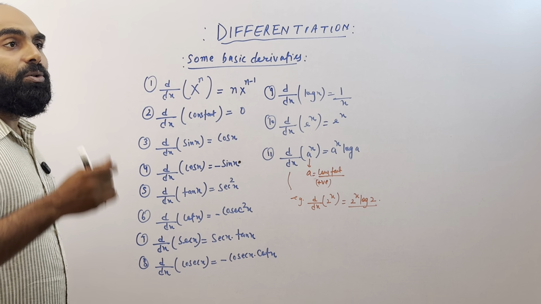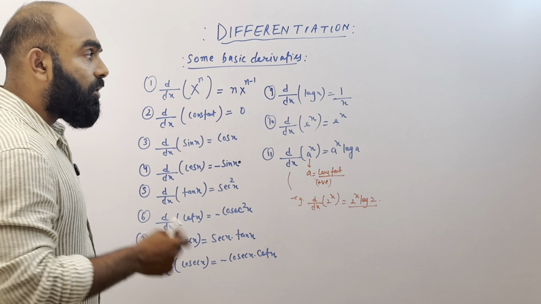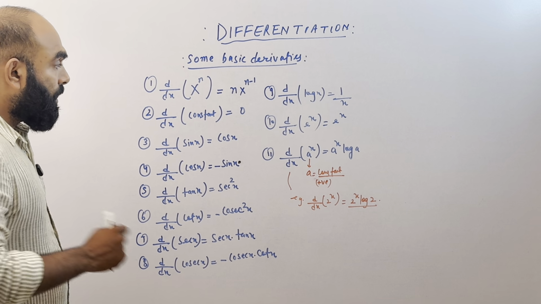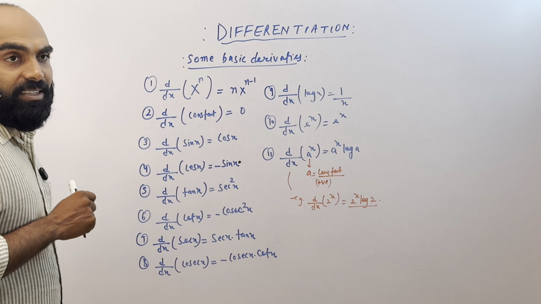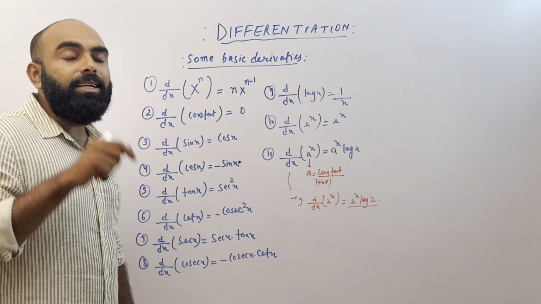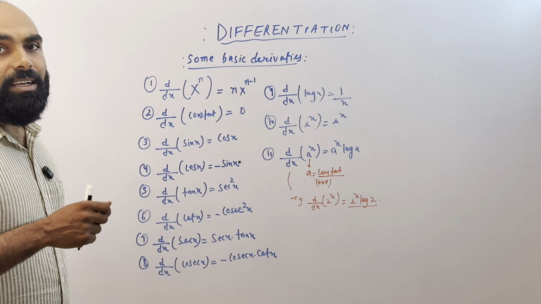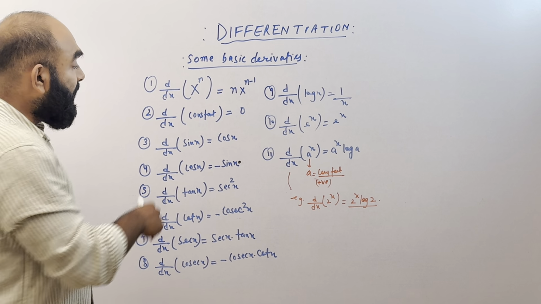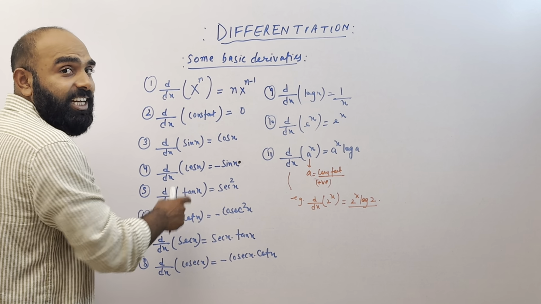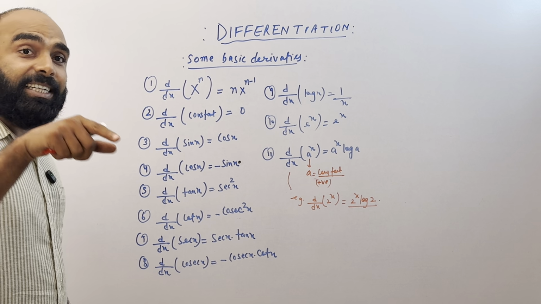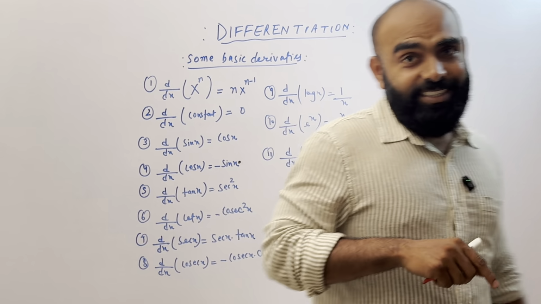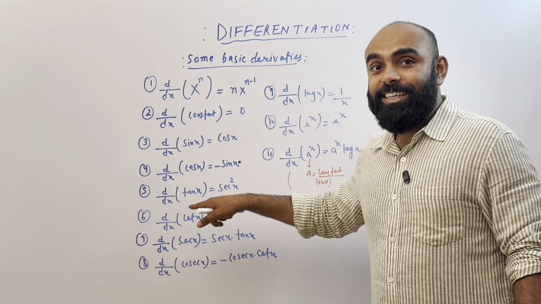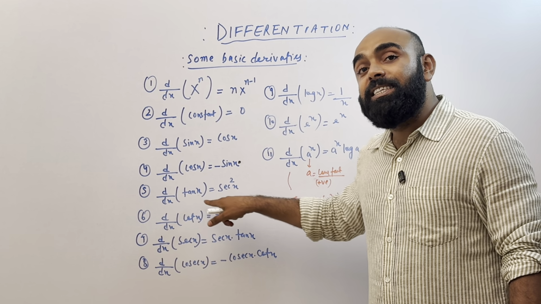A constant term like y is equal to 2, y is equal to 4, something constant. The differentiation of a constant is 0. Sin x differentiation is cos x. Cos x differentiation is minus sin x. Tan x with respect to dx is sec square x. If it is tan t, d by dt of tan t is sec square t, because the function is of t.